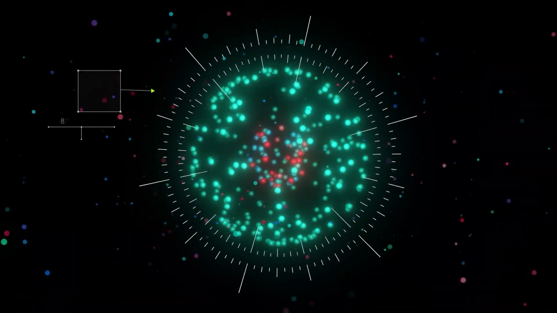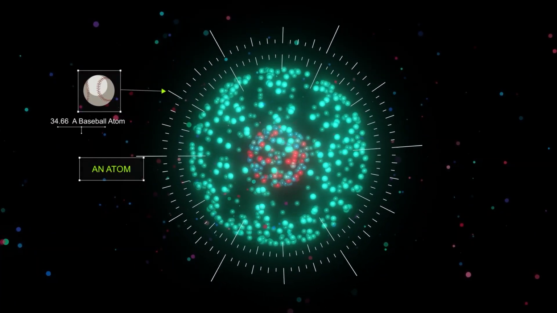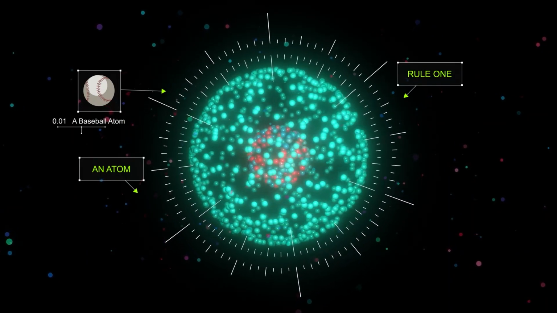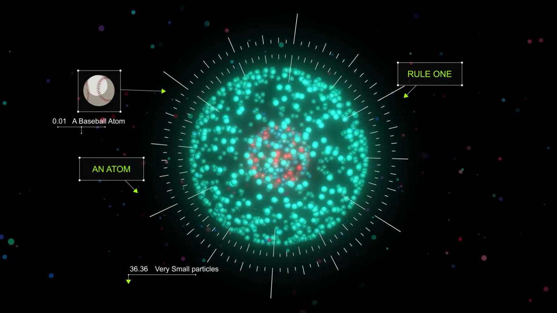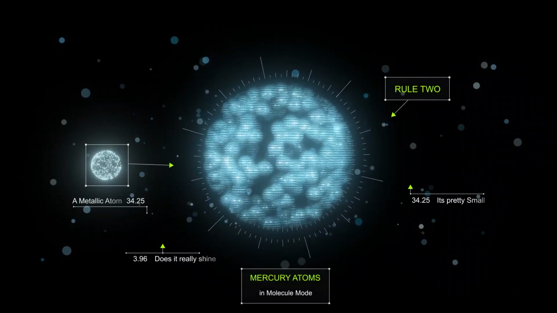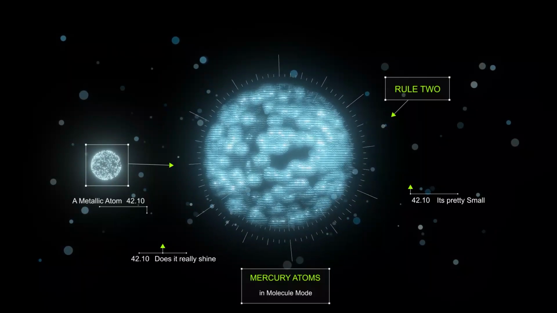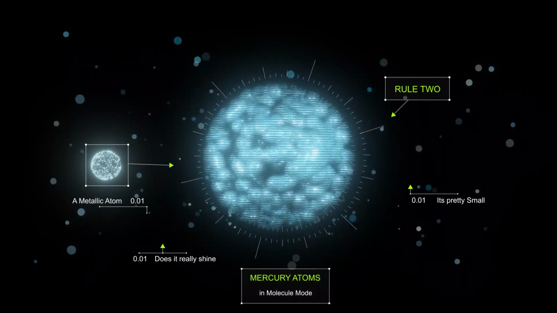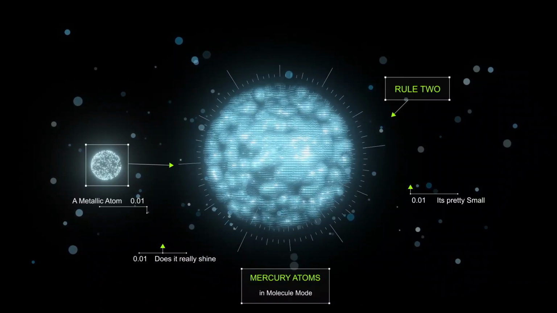The first rule states that matter is composed of exceedingly small particles called atoms. An atom is the smallest unit of an element that can participate in a chemical change. The second rule states that an element consists of only one type of atom, which has a mass that is characteristic of the element and is the same for all atoms of that element.